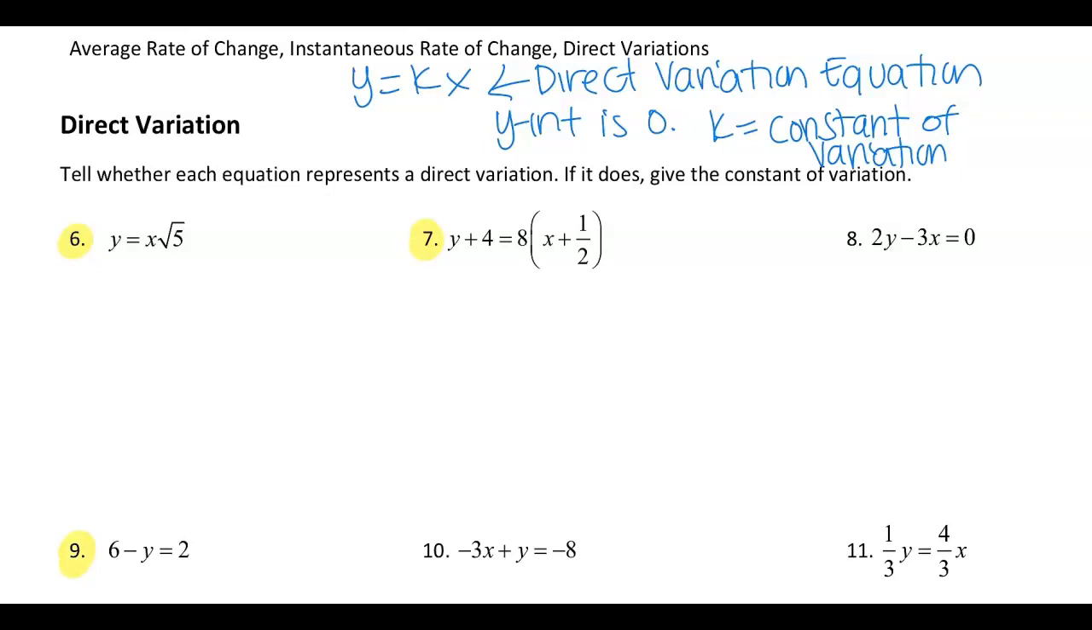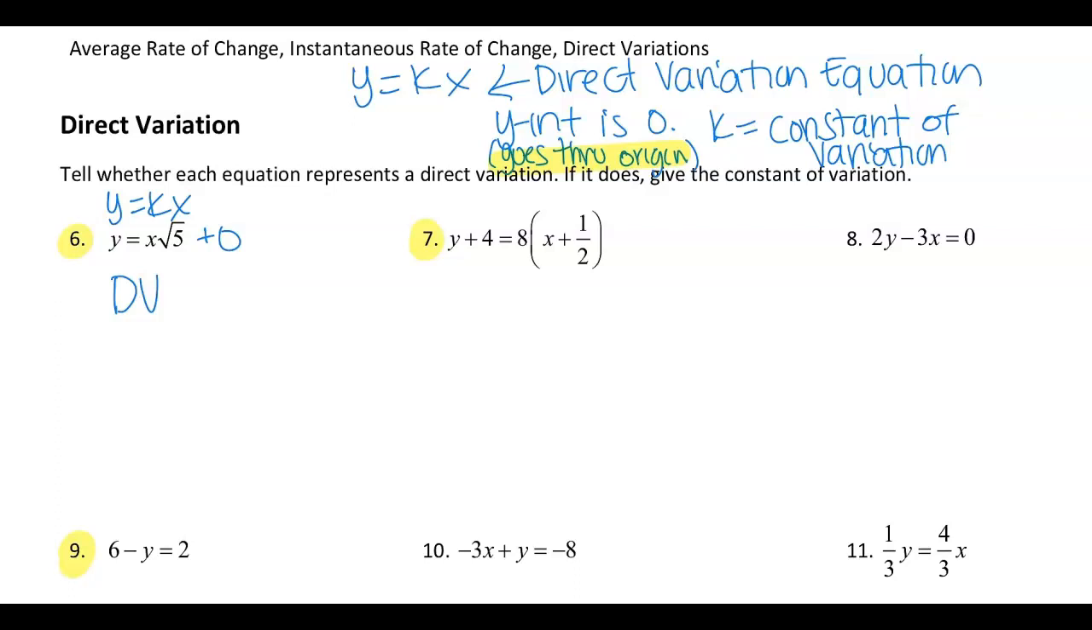So for question number 6, it looks like it's in my y equals kx form. So my question to you guys, is this a direct variation? Does it have a y-intercept of 0? Yes, it does. There's literally no y-intercept, so I could put a plus 0 at the end. You don't have to, but there's literally no y-intercept. When there's no y-intercept, it's a direct variation, which means it has to go through the origin. So that's kind of important. It goes through the origin, hence the y-intercept being 0.